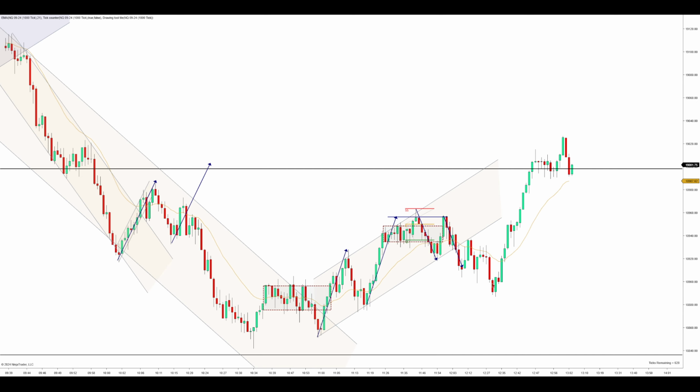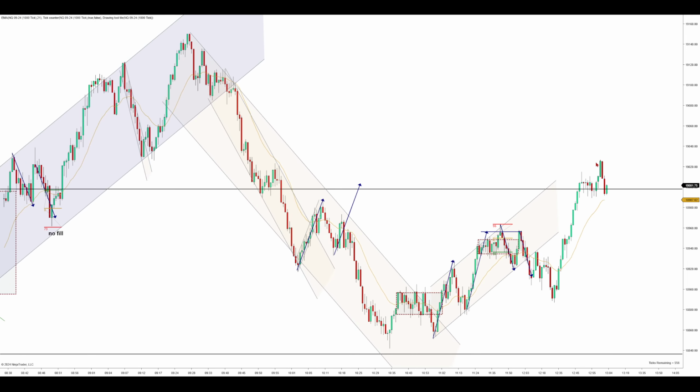Uptrend break, we can expect price to attempt a new high. So if we push up here and get a failed second entry, we can look to get long. But as you can see, price doesn't form that. It just pushes straight up to a new high, pushing back out of the overnight highs.